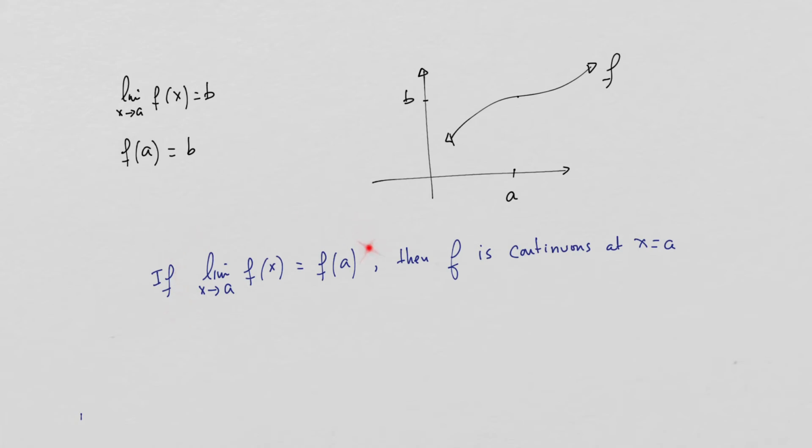And this is a mouthful. Watch what it says. When I say the limit as x approaches a of f of x is a number, this is a number, it means the limit exists.